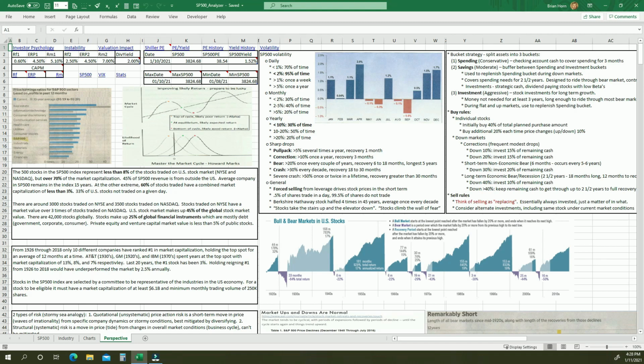Now, on a daily basis, most day-to-day changes are going to be less than 1%. That occurs 70% of the time. 95% of the time, changes are less than 2% per day.